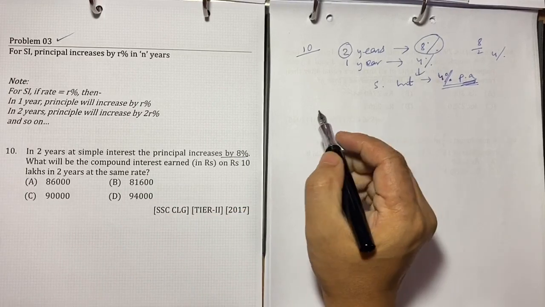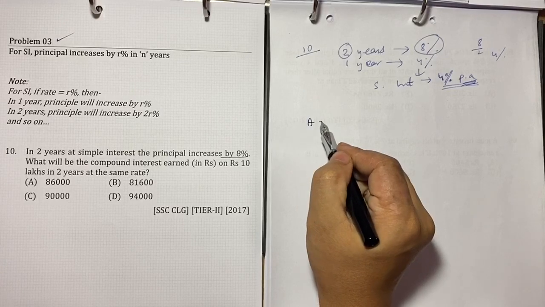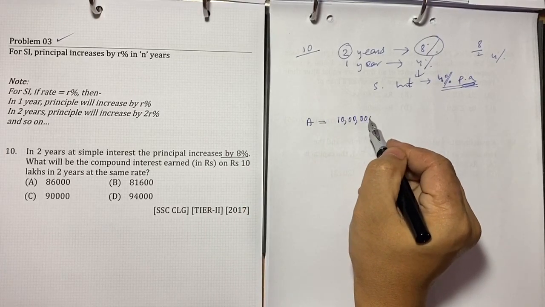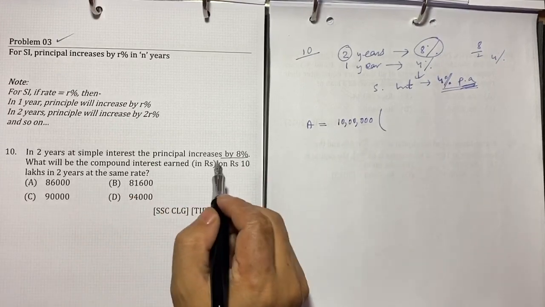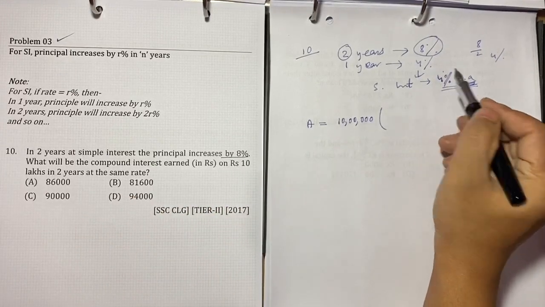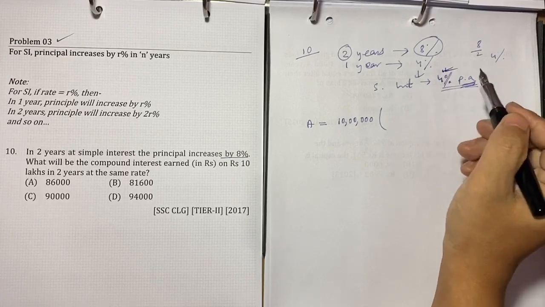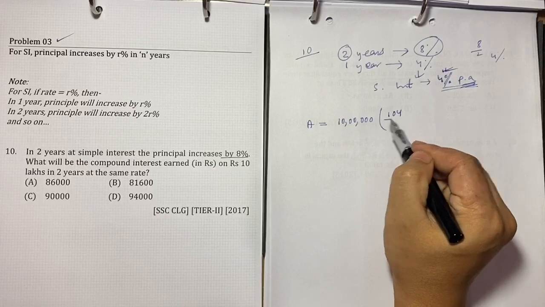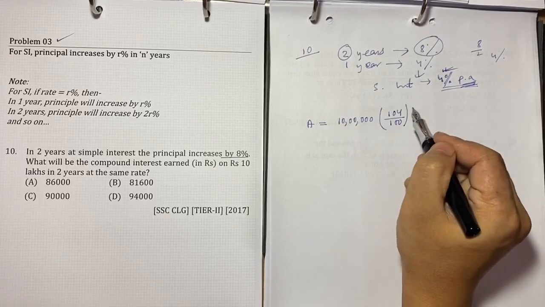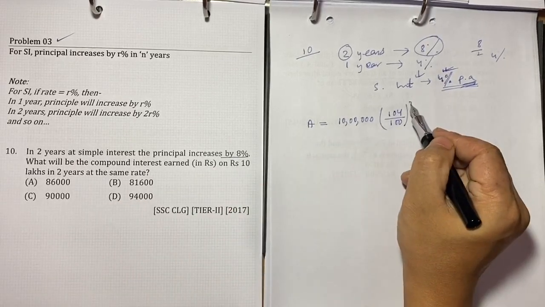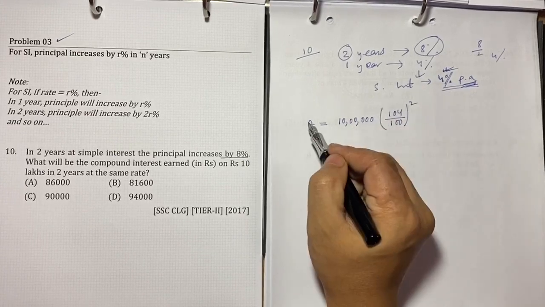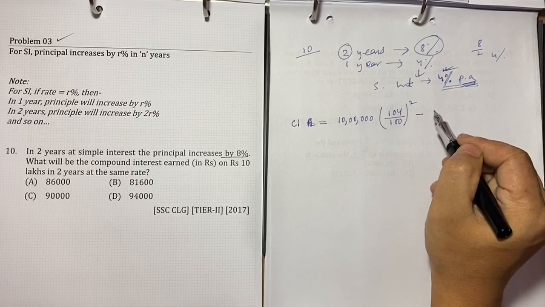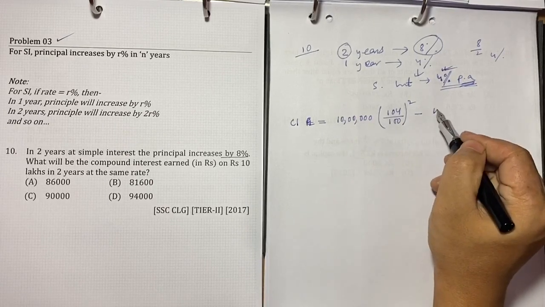For compound interest, the amount will be 10 lakhs into the rate of 4%, so it will be 104 divided by 100. This is the amount. For compound interest, we take this minus 10 lakhs.